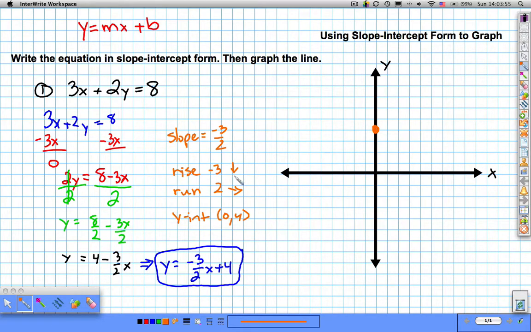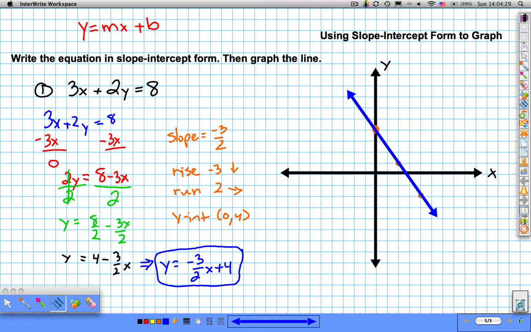Now, our slope tells us to go down 3 and to the right 2. So I'm going to go down 3, 1, 2, 3, and to the right 2, 1, 2. I'm going to go ahead and do it again one more time. I don't have to do it another time, but I'm just choosing to do that to make sure I got the right pattern going for my line. So here are my 3 points. So basically it looks like the line will be about there.